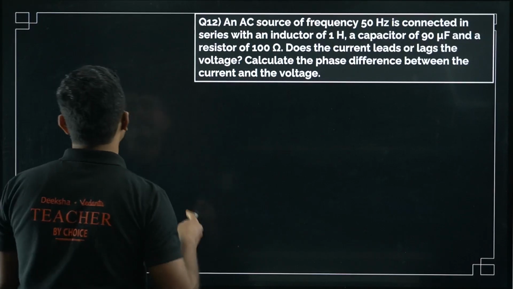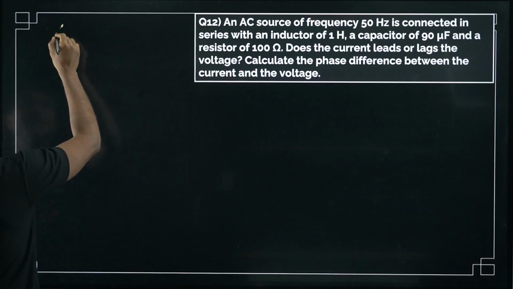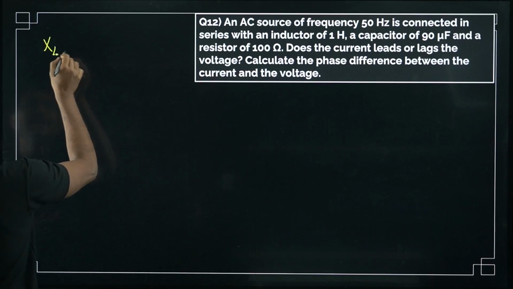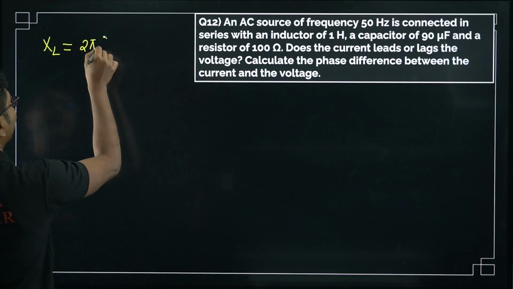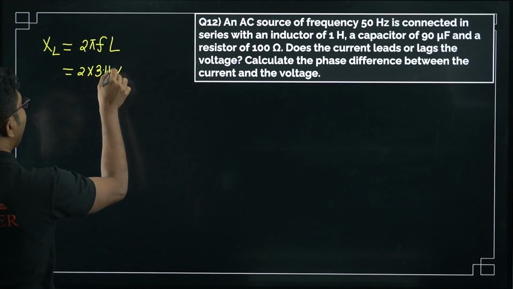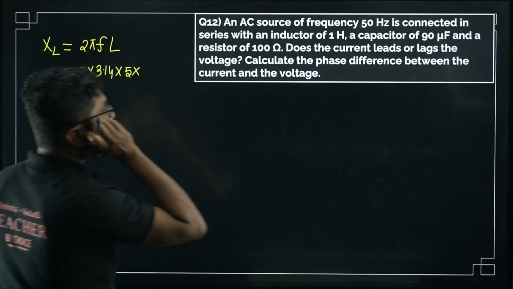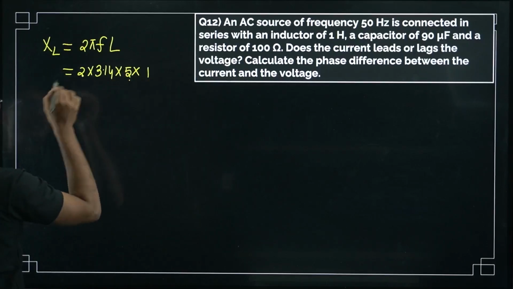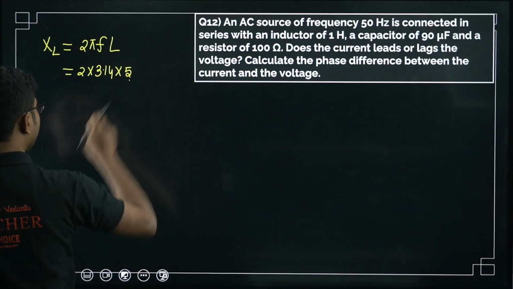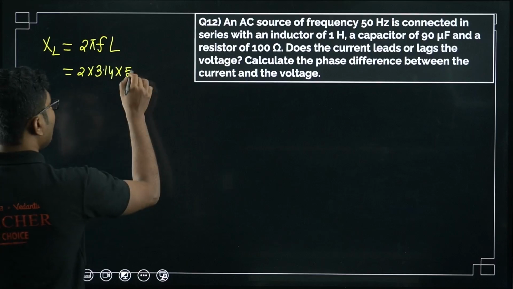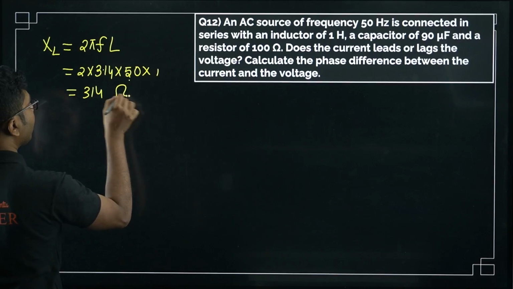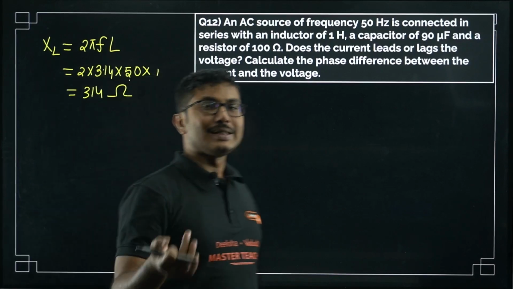So first of all, step number 1 is calculate XL. So we will follow our strategy. What is XL? XL is 2 pi F into L. 2 into pi is 3.14, F is 50 Hertz, L is 1 Henry here, right? 50 into 2 is 100. So 100 into 3.14 is 314. So 314 ohm is the XL. Okay, so XL is 314.